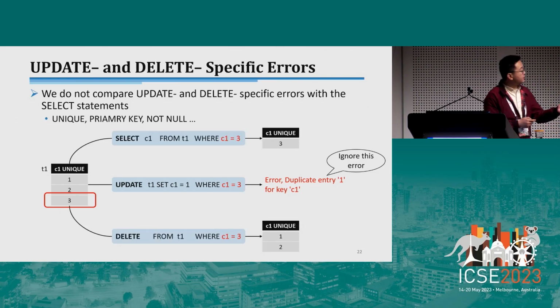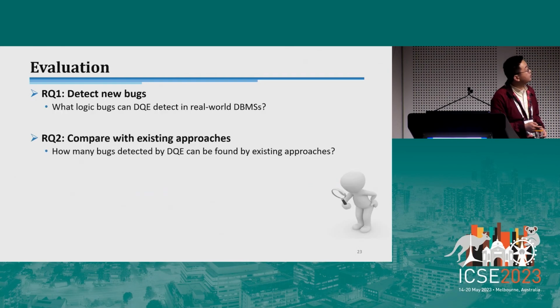And for select and delete statements, they do not write the same kind of errors, so we do not compare the update with the select and the delete statements. To evaluate the effectiveness, we try to answer the following two questions. What logic bugs can DQE detect in real-world DBMS? And how many bugs detected by DQE can be found by existing approaches?